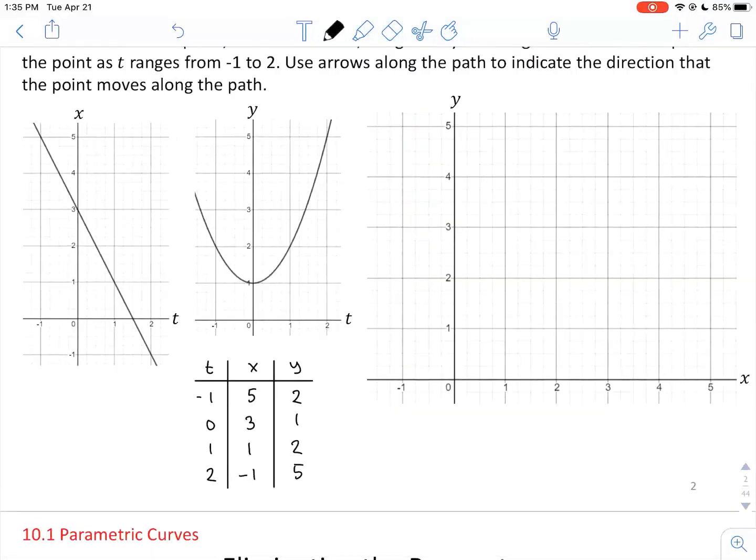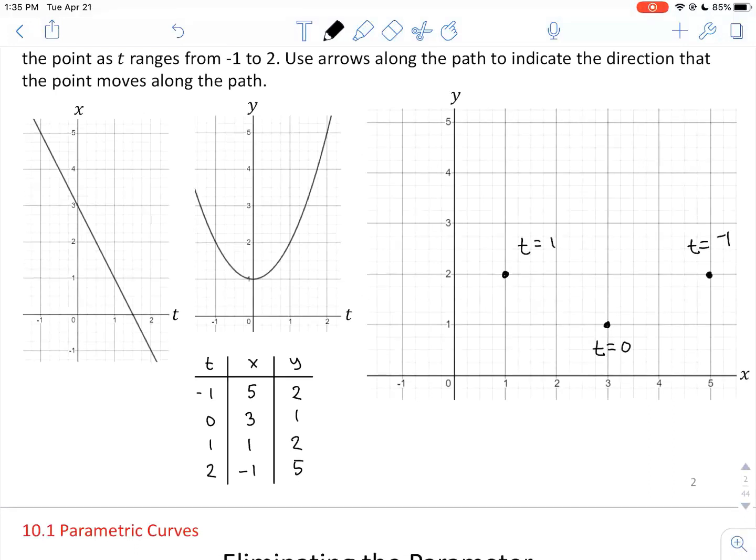Then we go to this graph, and this is y against x. We're at the point 5,2 when time is equal to -1. We're at the point 3,1 when time is 0. We get to the point 1,2 when time is +1. And we finish at -1,5 when time is 2. And then we have the same graph we had before. These little arrows just indicate the direction at which the curve is drawn as time advances.